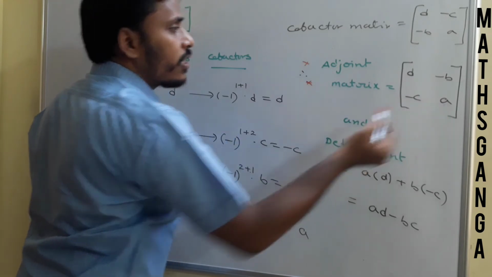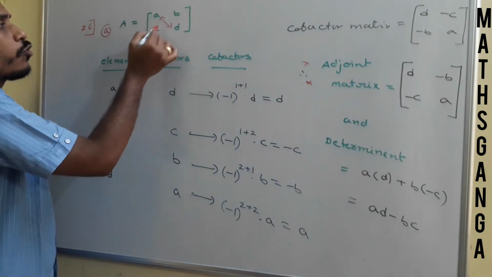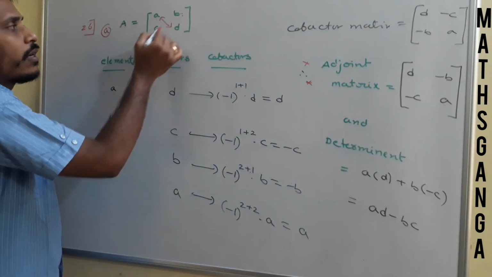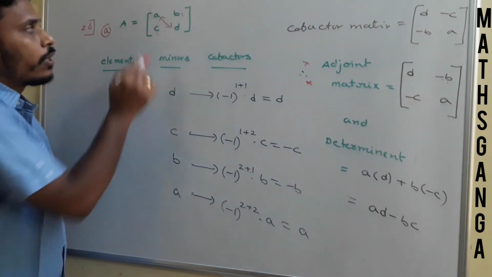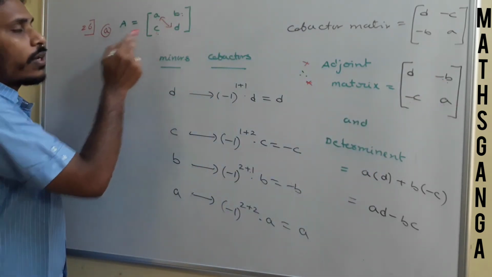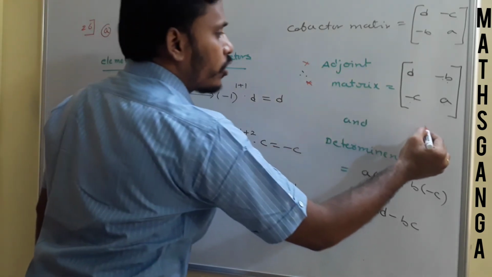So these two get interchanged, whereas if you look at these two elements, they get opposite signs, minus b, minus a. These two are interchanged, and these two get opposite signs. So this is the adjoint matrix.